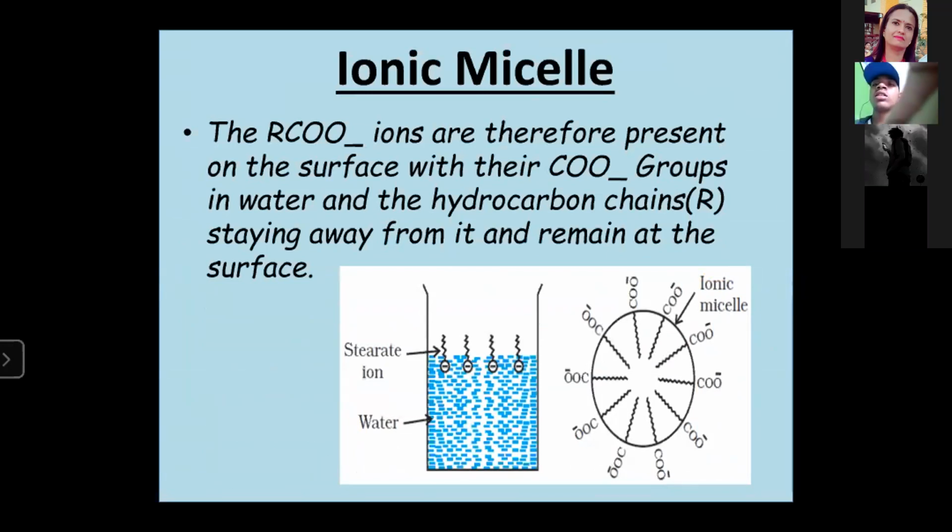Ionic micelles. First, the RCOO negative ions are present on the surface with their COO negative groups in water and the hydrocarbon chain staying away from it. As we can see in the diagram, A is the arrangement of stearate ions on the surface of water at low concentration of soap, and B is the arrangement of stearate ions inside the bulk of water. Ionic micelles at critical micelle concentration of soap.